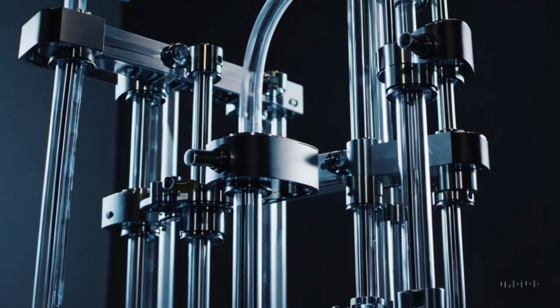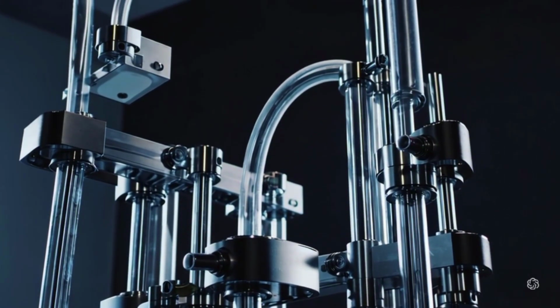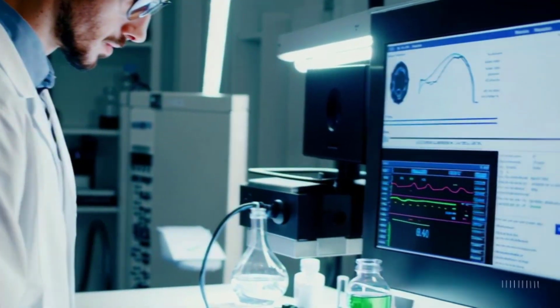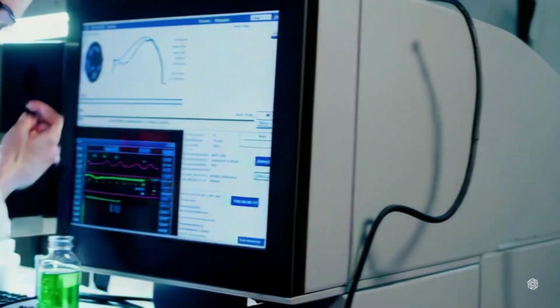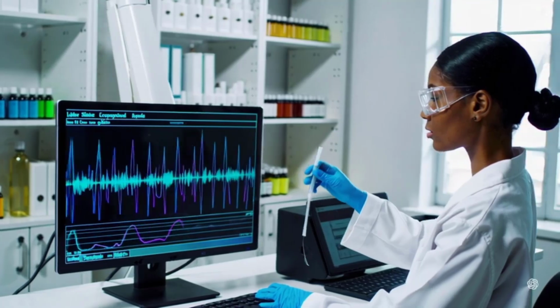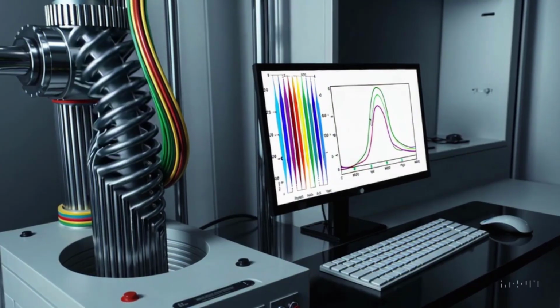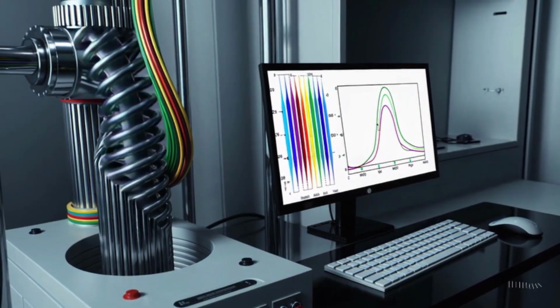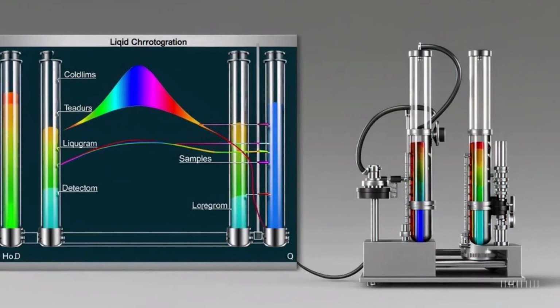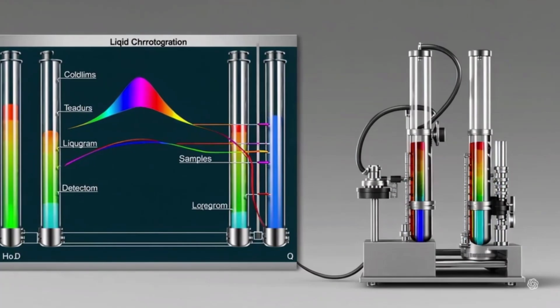a column. In liquid chromatography, LC, a liquid mobile phase carries analytes through a stationary phase, which is usually a packed solid material. Chromatography works based on the principle of differential partitioning, where components of a mixture interact with the stationary phase to varying degrees, leading to separation as they travel through the system at different rates.